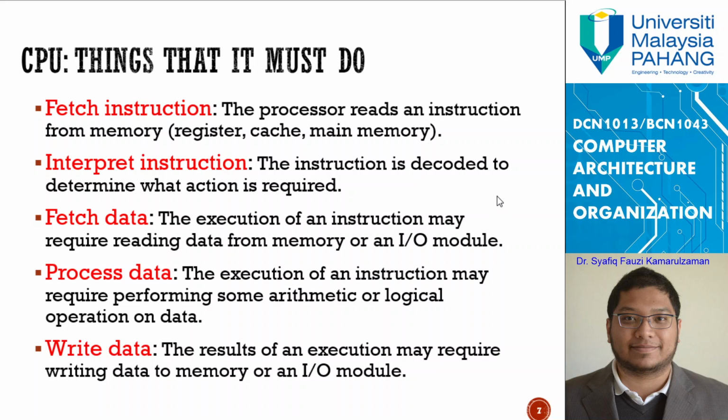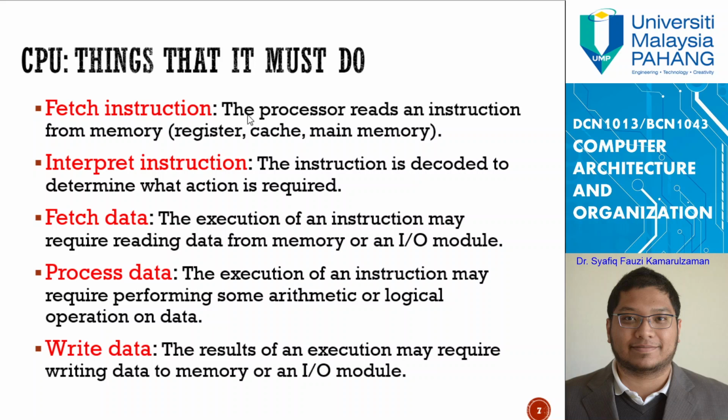So inside the CPU, there are only 5 things that the CPU needs to do. Those 5 things are repeatedly conducted most of the time and at extreme speed. That's why your PC seems to be doing a lot of things at one time. The 5 things are fetch instruction, interpret instruction, fetch data, process data, and write data.